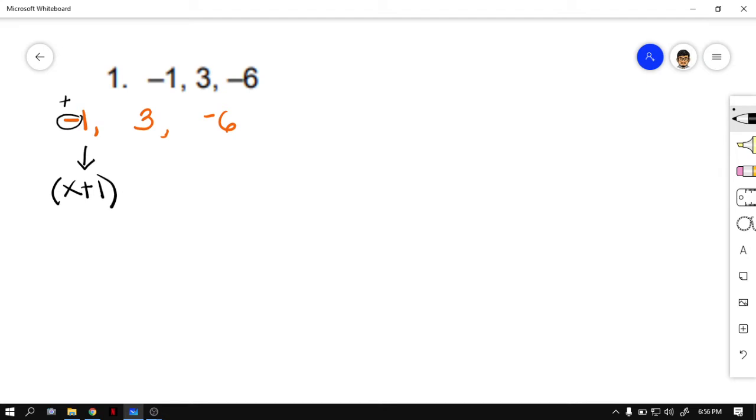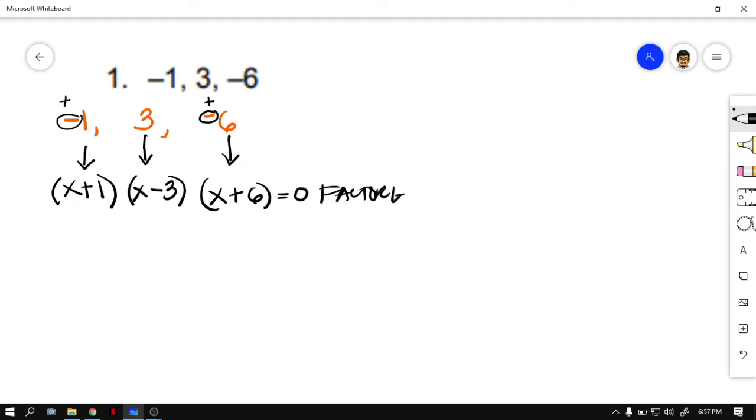Okay? Next, ang factored form ng +3, since +3 siya, ang magiging factor mo niyan ay minus or negative, okay? So, you have x minus 3. And then, dito naman, yung -6, dahil negative siya, gawin mo lang positive, so it will become x plus 6. And then, equate it to 0. This is now the factored form of the roots -1, 3, and -6.